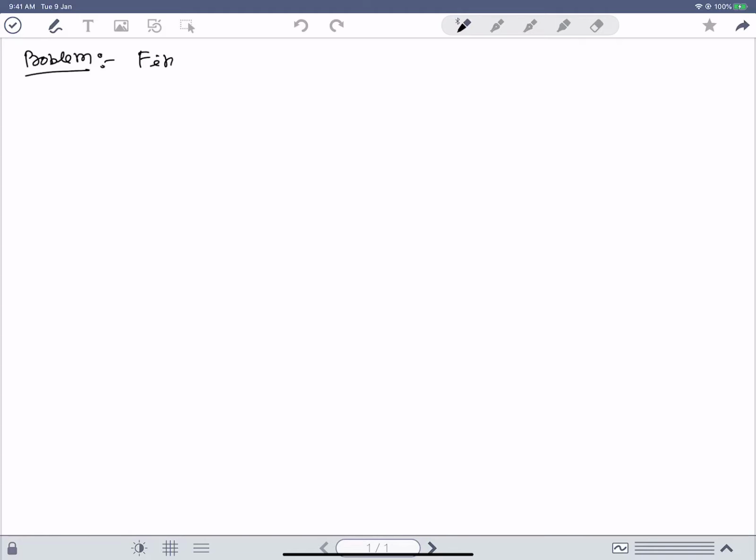Say, find the homology groups of RP3. Okay, that means 3-dimensional real projective space. So what is RP3 first of all?